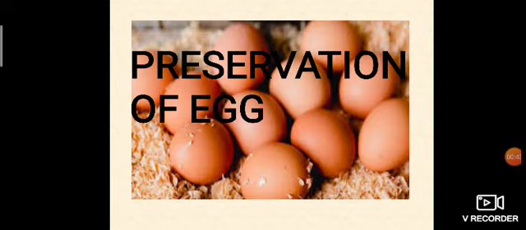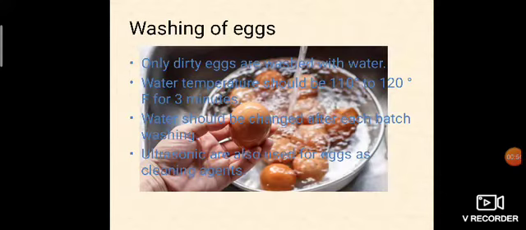So there are some methods which are used to prevent them from deterioration. Now we'll see what are the different methods of preservation of egg. First is washing of eggs. Only dirty eggs are washed with water.